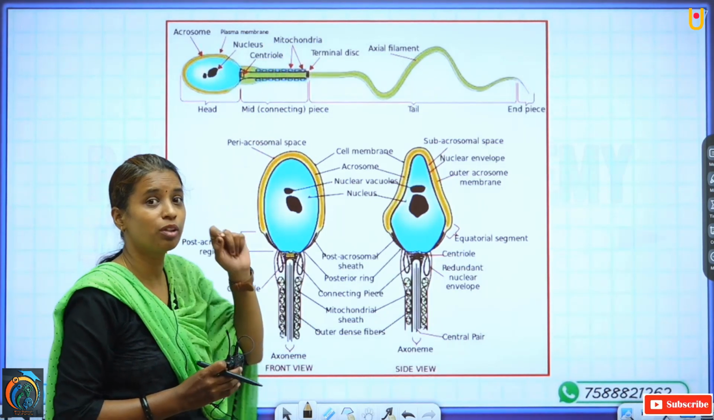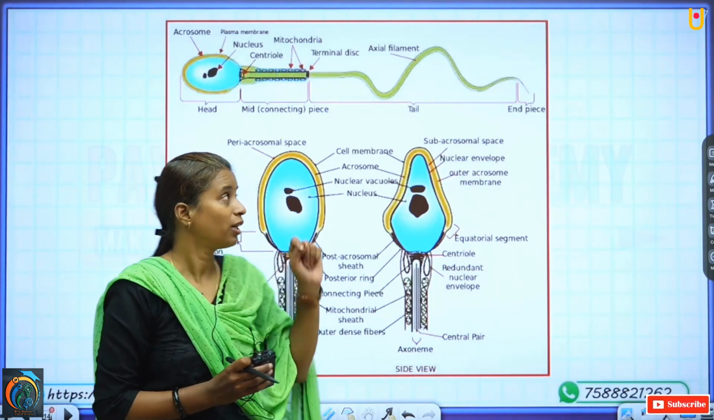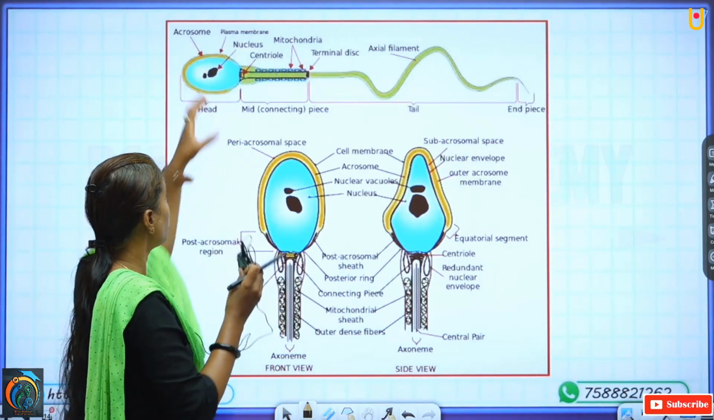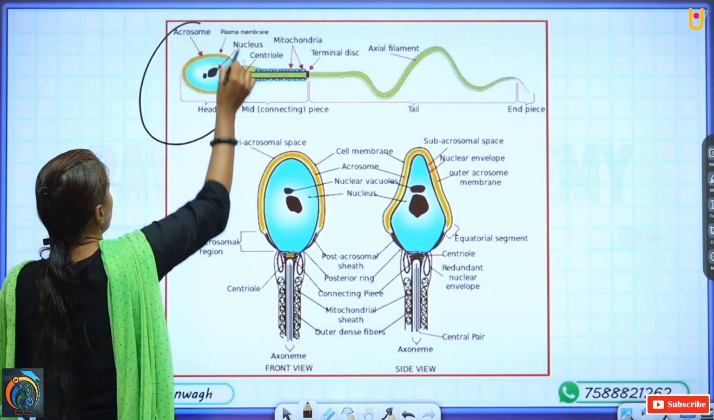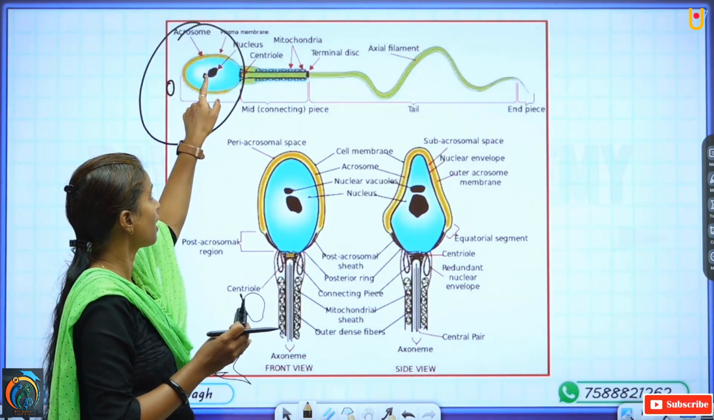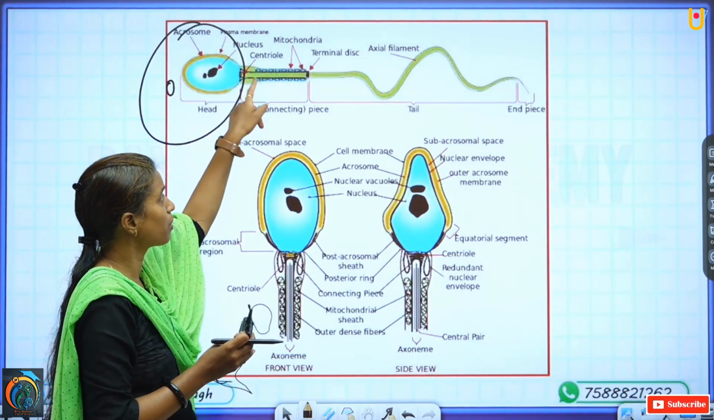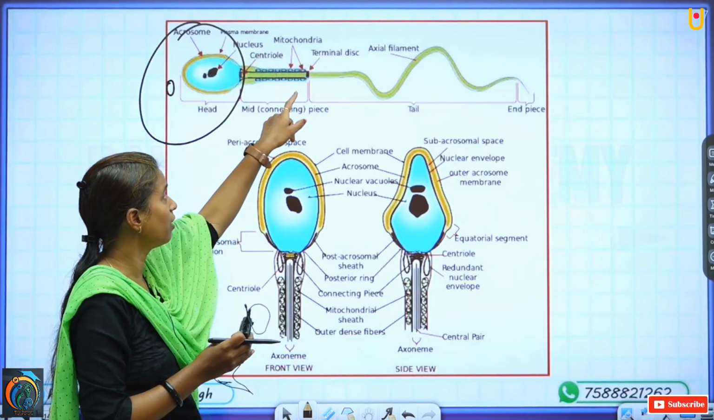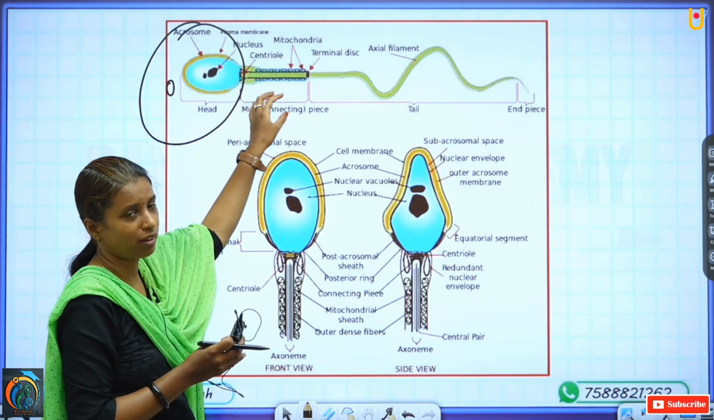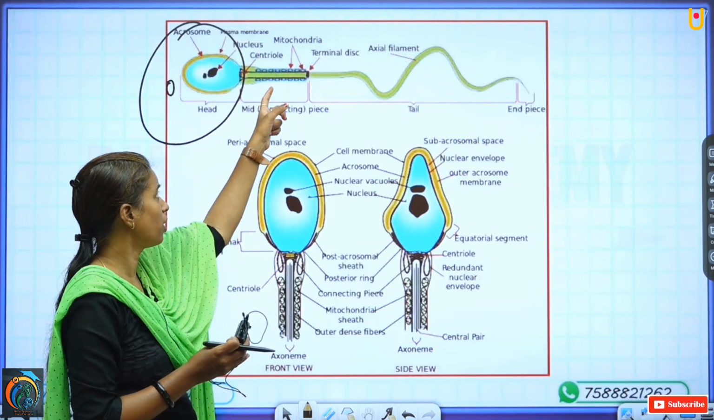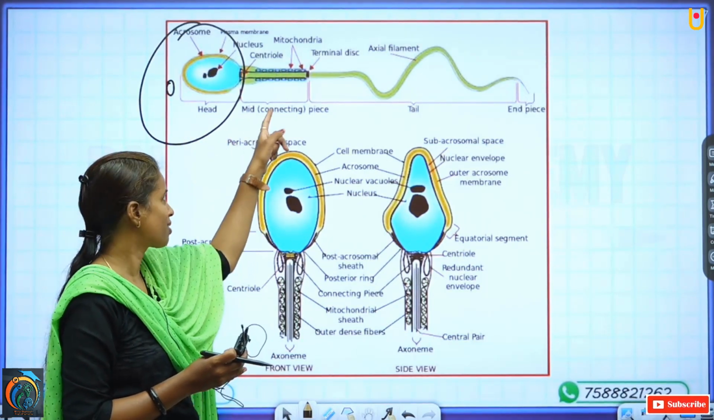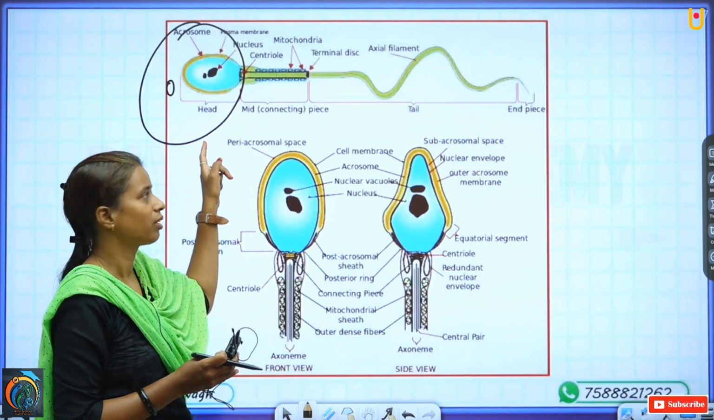And what have you seen during the process of formation of zygote? The head is only entering inside the egg, and that head has only the nucleus, but the mitochondria remains outside the egg. That's why we all have a maternal mitochondrial origin. Whatever mitochondria is present in our cells, it is from our mother. It is not coming from our father. It is coming from our mother only. Okay, got it?